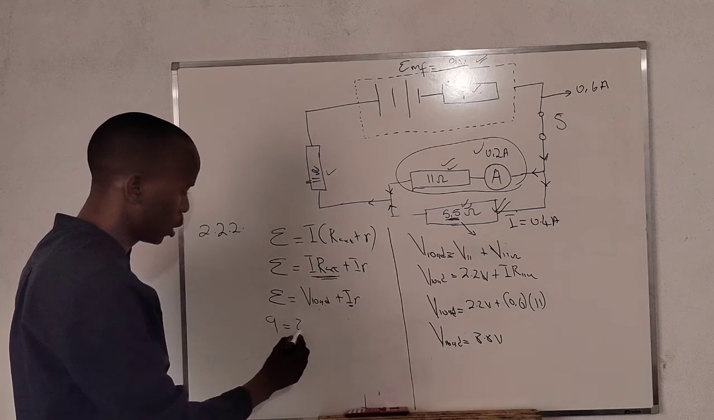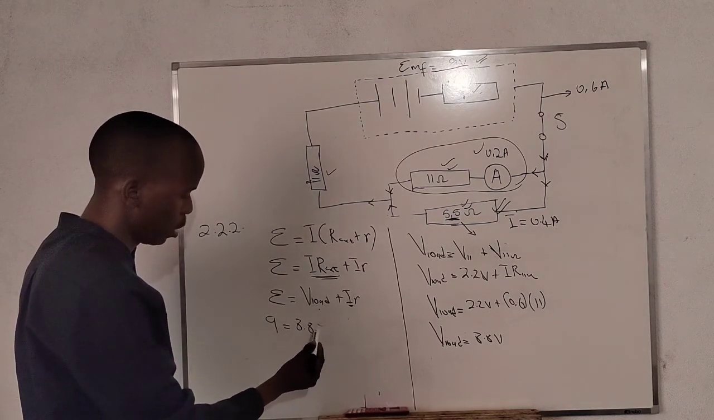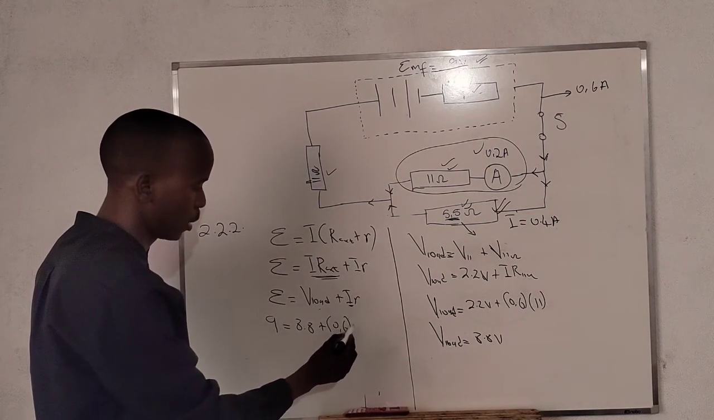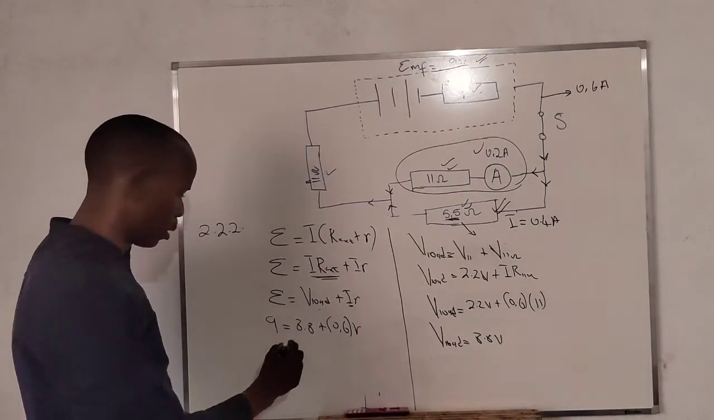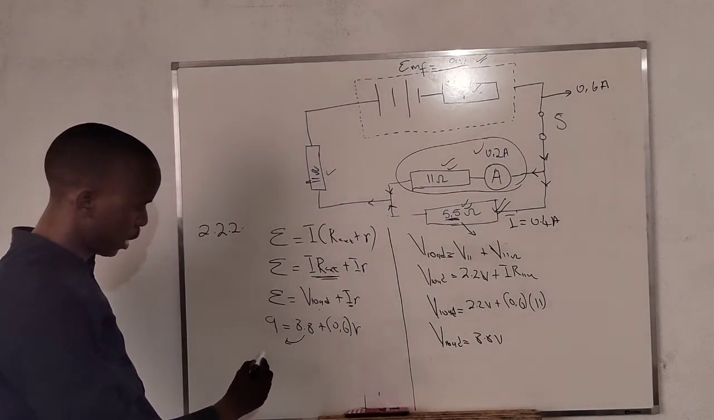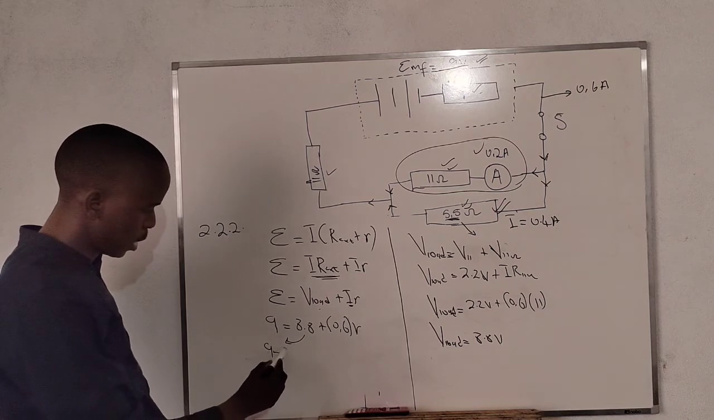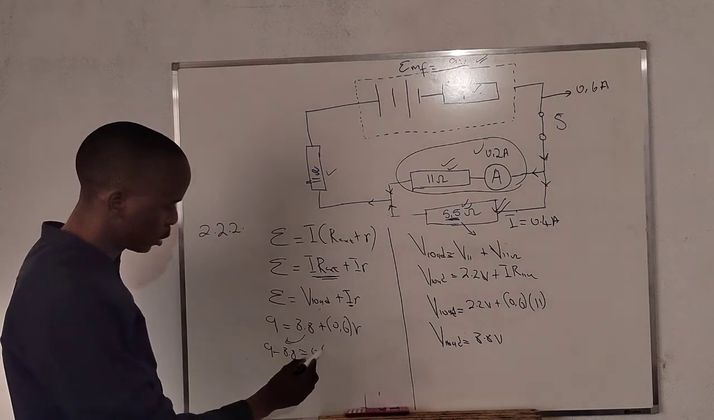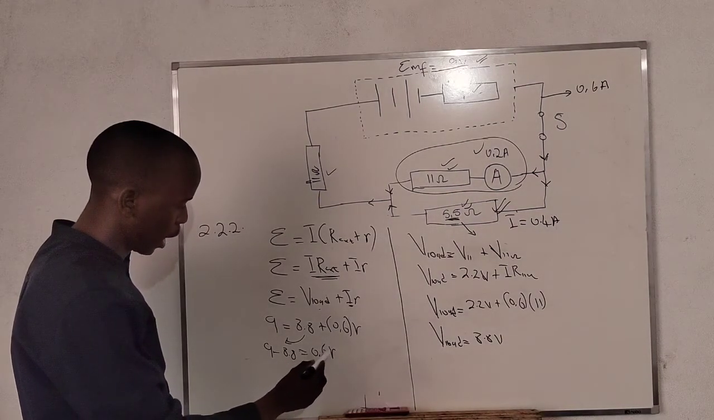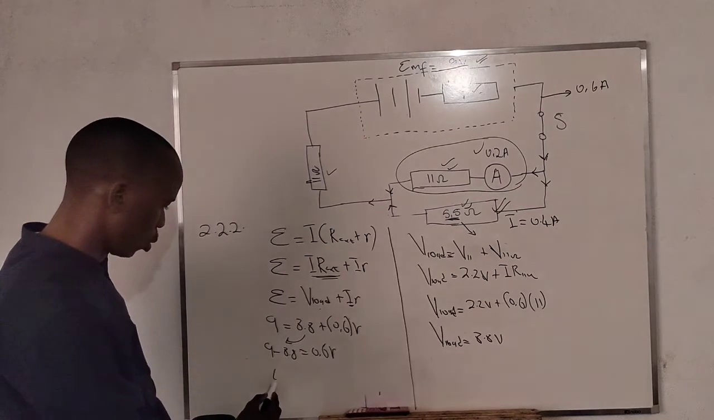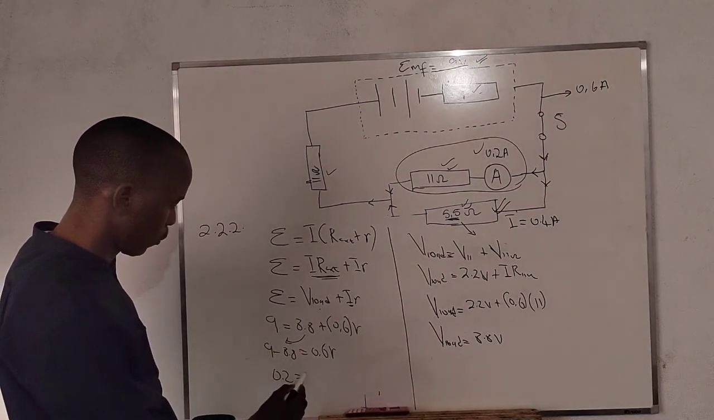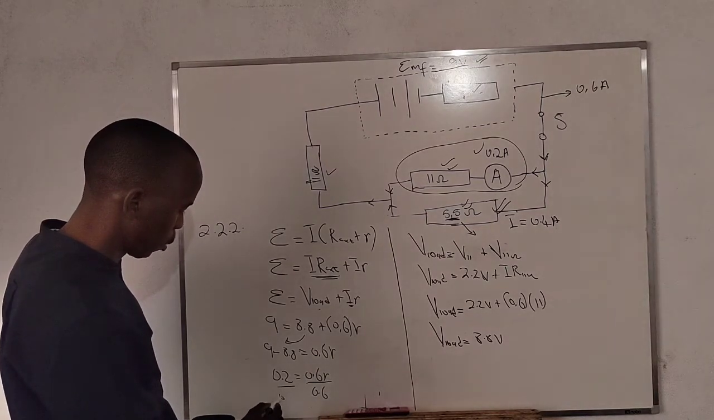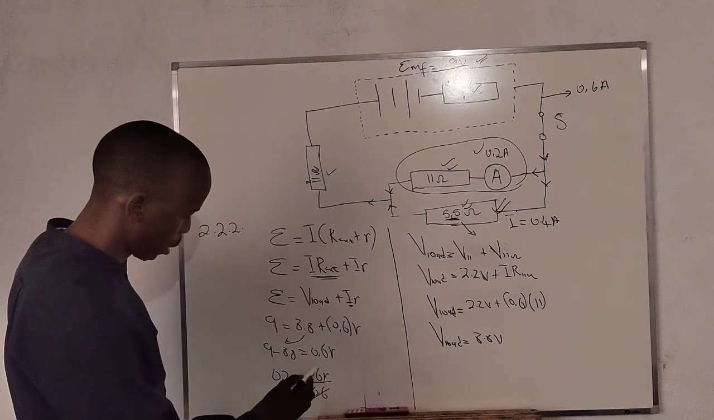V load is 8.8. Plus the total current, 0.6, multiplied by R. Then we bring this R here: it's 9 minus 8.8, which equals 0.6 R. So we get 0.2 equals 0.6 R. We divide both sides by 0.6.